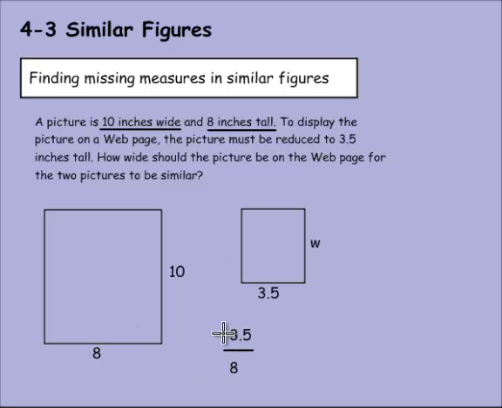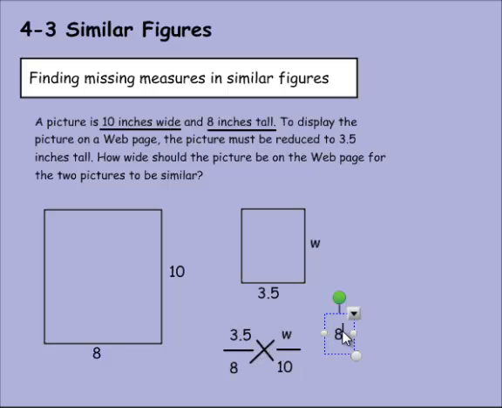That's fine. I could have gone 8 over 3.5, but since I did 3.5 on the top, now I need to put W on the top because that's also on the same shape. And on the bottom, I'm going to put the 10 because the W matches up with the 10. So W over 10. And then I could solve for W by using the cross products method we learned last lesson.